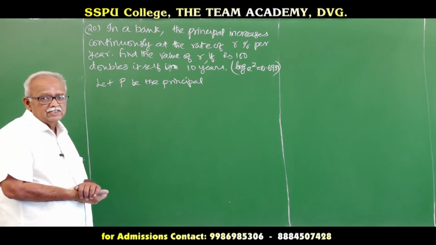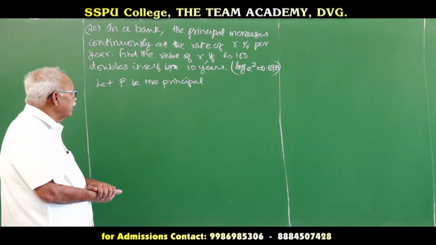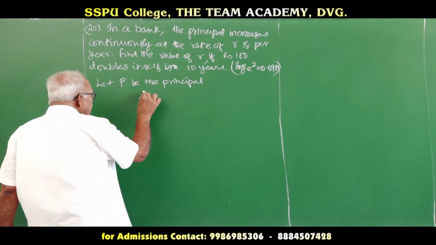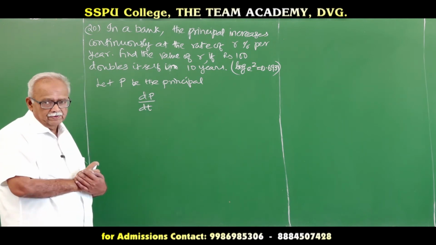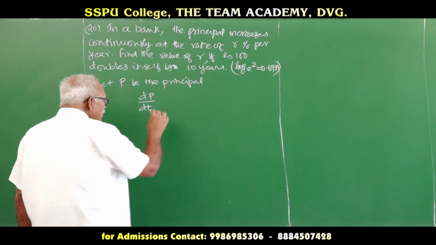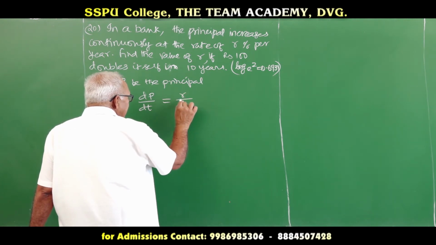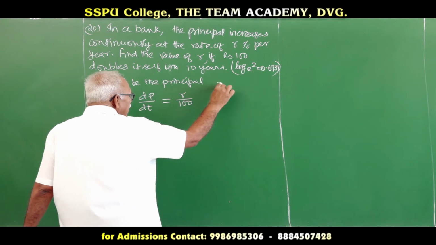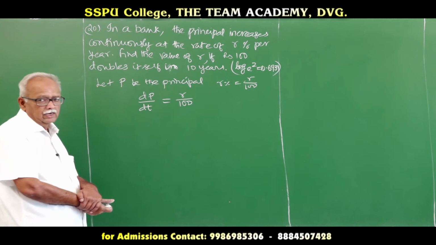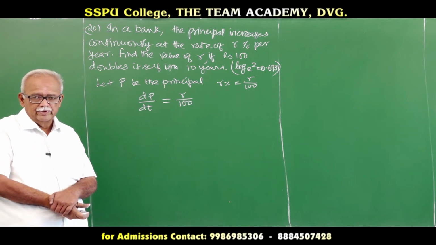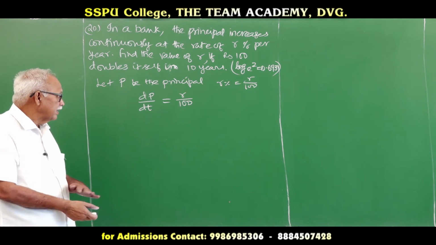So the rate of interest is r%, they themselves have given. The principal increases at the rate of, so dp by dt, where t is the time, dp by dt is equal to r%. We have to take r% as r by 100. For 100 it is r, that is the percentage. Percentage means for 100 so much, that is r. So this we are getting.